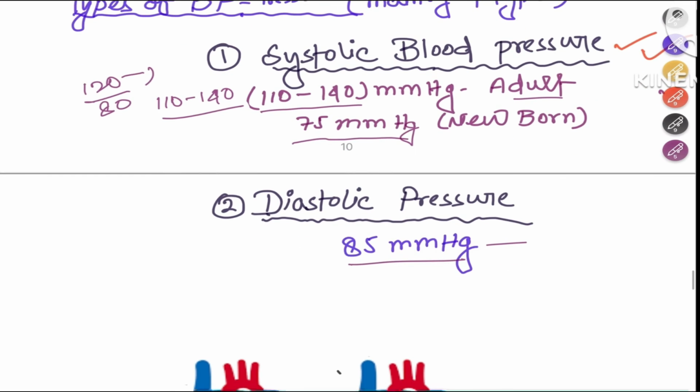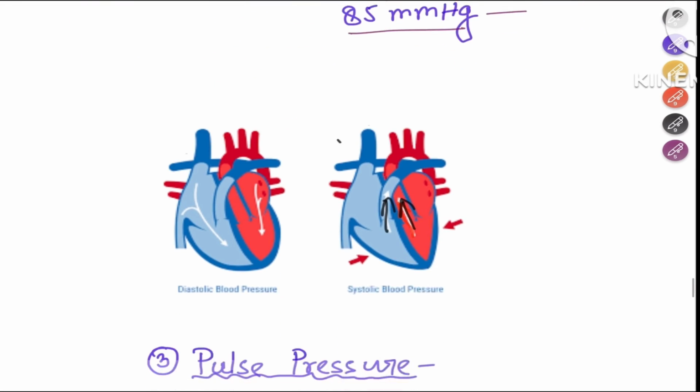In our next video, we will see what complications will arise when the blood pressure is altered, or when abnormal blood pressure increases or decreases. What complications will arise? We will see in the next video.